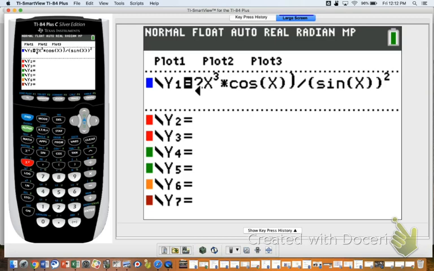I think I might be able to show you some cool things about your calculator that you maybe did or didn't know. I hope you know these, but if you don't, I'm going to show you some cool stuff.